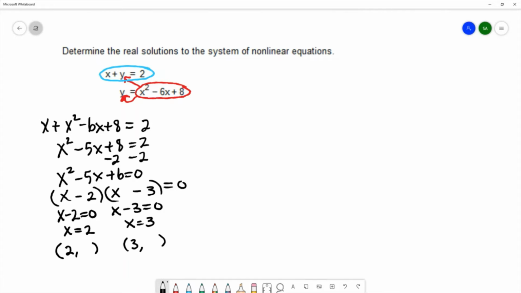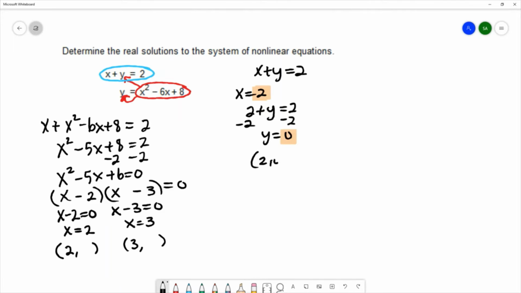I've got the equation x plus y equals 2. And if x equals 2, that means I have 2 plus y equals 2. Subtract 2 and y equals 0. So now I know that I have the ordered pair 2, 0 as one of my solutions.